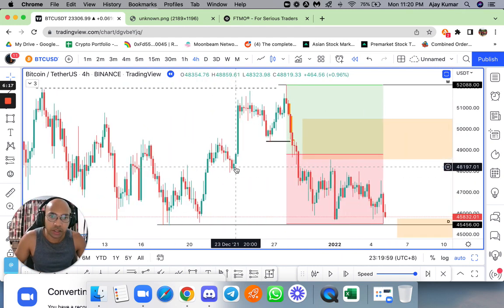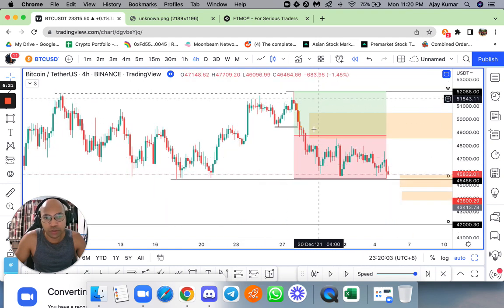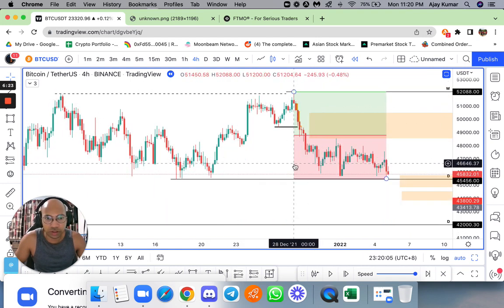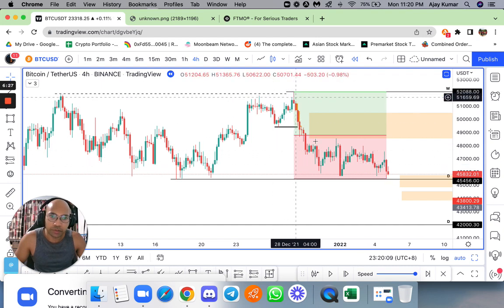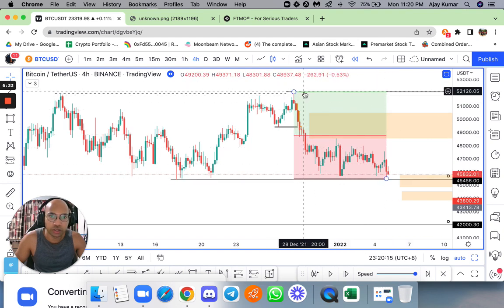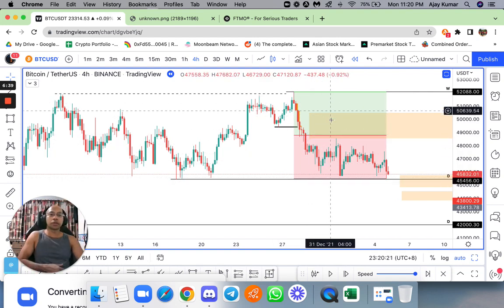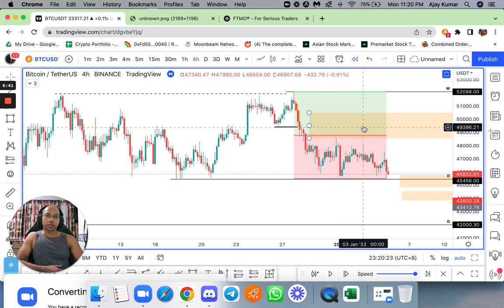And after that, we are marking out the premium and discount regions. Basically, from the high to the low, we use the FIB tool. We mark out the 0 level, the 0.5 level, and the 1 level, and this signifies the premium and discount. If I'm looking to short, I will short in the premium. If I'm looking to long, I'll long in the discount.